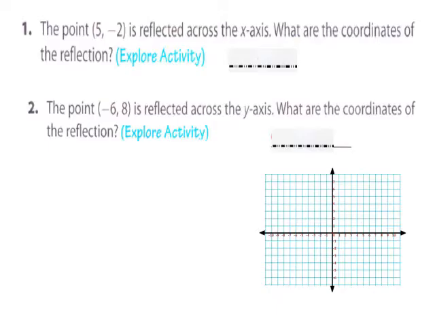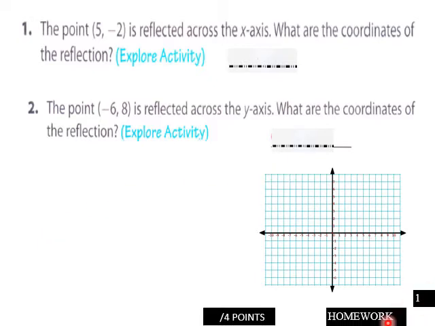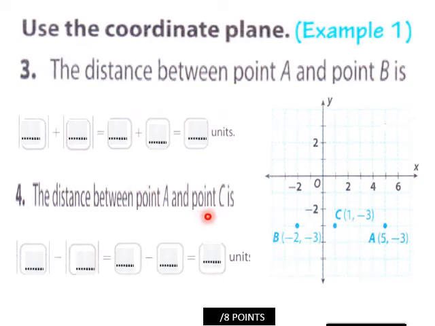Then we go into our homework here. Page 1 of our homework. What are the coordinates of the reflection? Then page 2 of our homework. For the distance, we find absolute values here for distances between A and B. And then A and C, we have point A and point C.